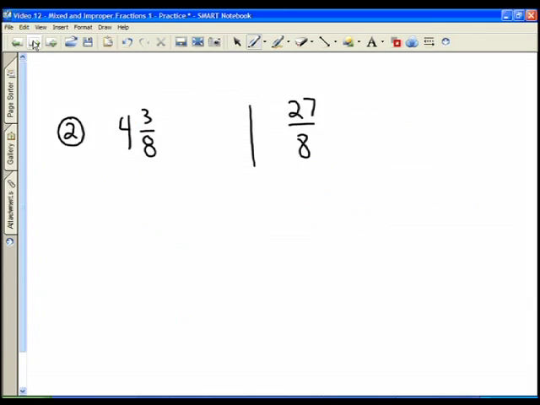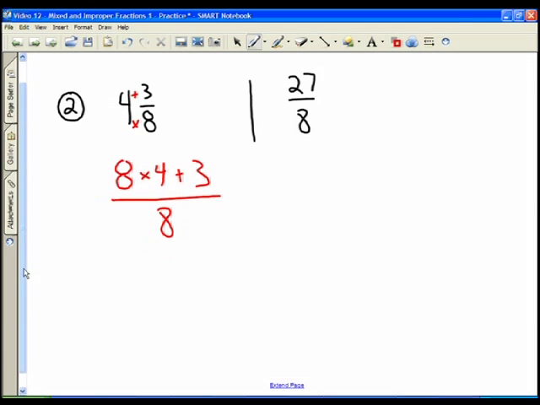And if we look at the questions for practice problem 2, 4 3/8, again, there is a multiplication sign here and an addition there. So 4 3/8 is the same as 8 times 4 plus 3, all divided by 8. 8 times 4, following our order of operations, is 32. 32 plus 3 is 35 eighths.